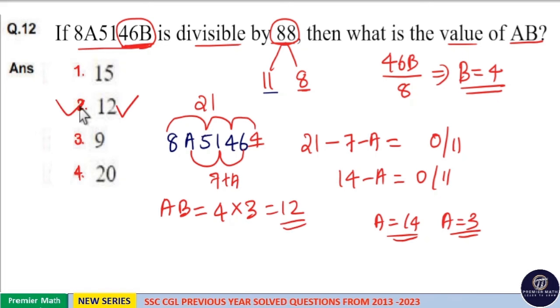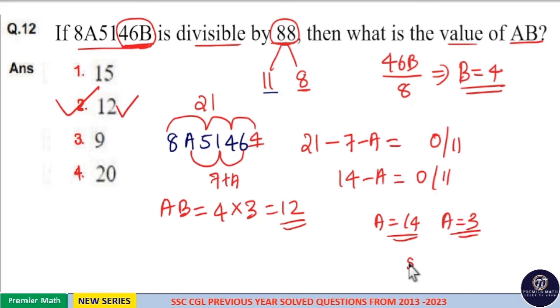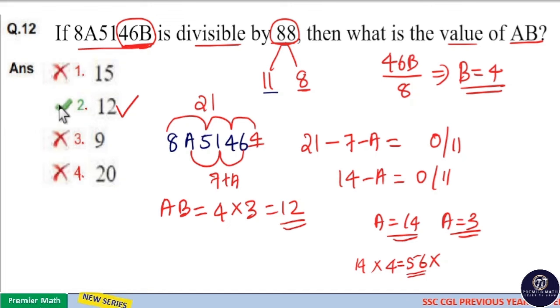So, option 2 is your answer. If I take 14, 4 into 14 is 56, which is not in the options. So, option 2 is your answer. That is, AB is equal to 12 here.